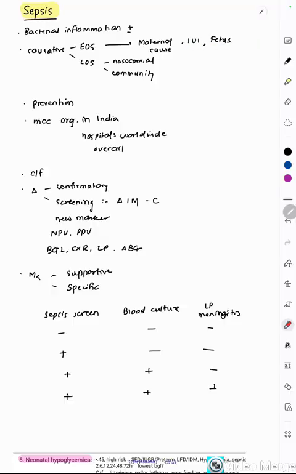factors. The maternal associated factors are going to be foul smelling liquor that is seen in case of chorioamnionitis, or preterm labor or premature rupture of membranes. Then the fetal associated factors are going to be low birth weight babies, prematurity, or perinatal asphyxia.